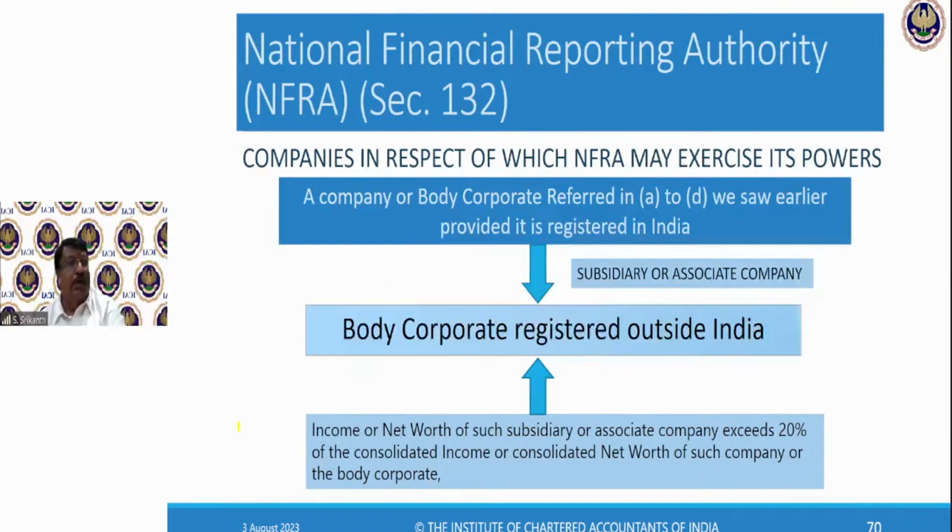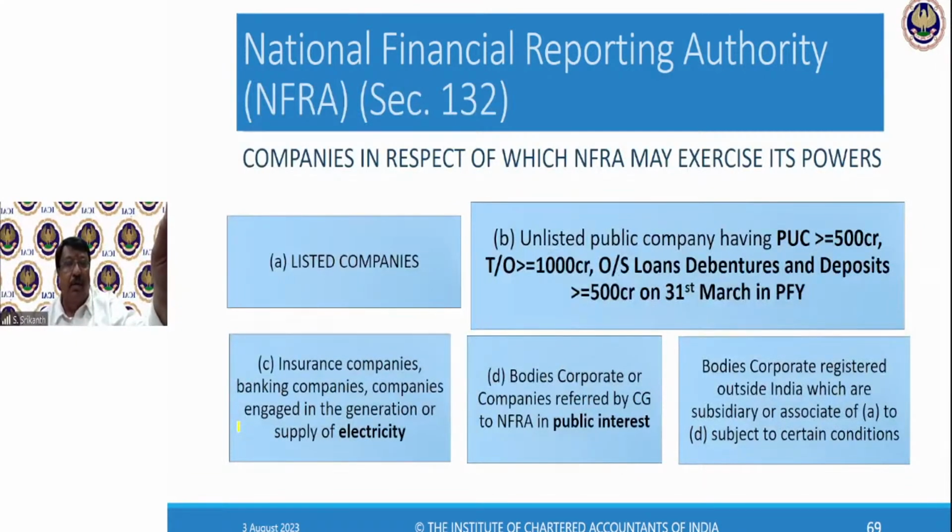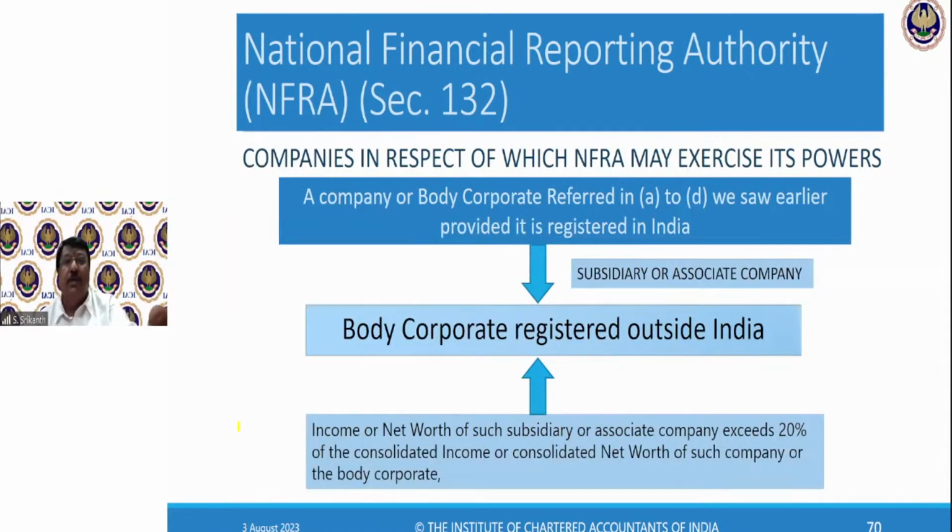So you have to satisfy two conditions. It should be a foreign subsidiary of any of these A to D, plus the total net worth or income should exceed 20% of the consolidated income or net worth. So you should take the total net worth and see whether this foreign subsidiary's net worth will exceed 20% of the total net worth. Or take the income, whether the foreign subsidiary's income will exceed 20% of the consolidated income. Okay, either this or that. Then only you can bring it into the subsidiary. A foreign subsidiary can be brought into the net only if they satisfy this condition.